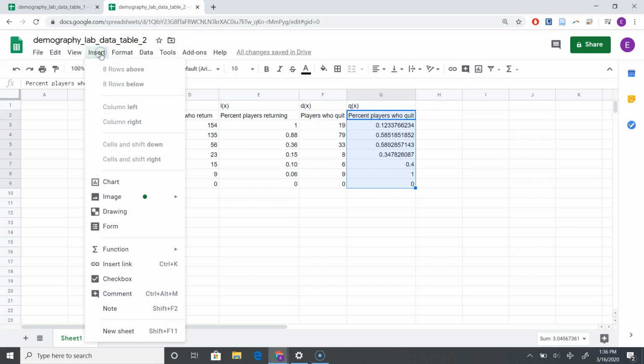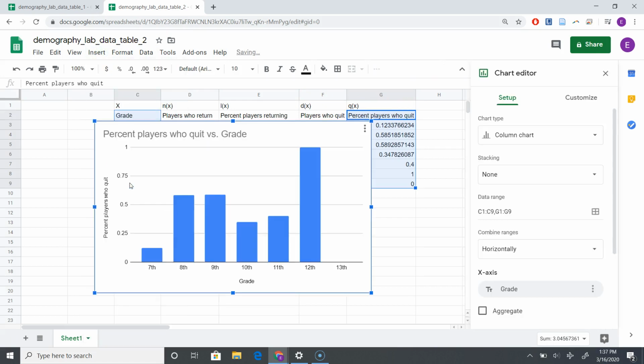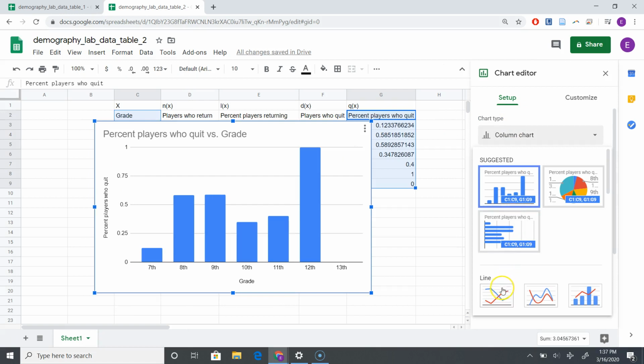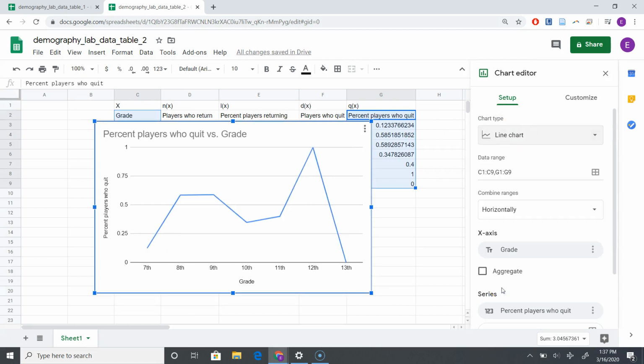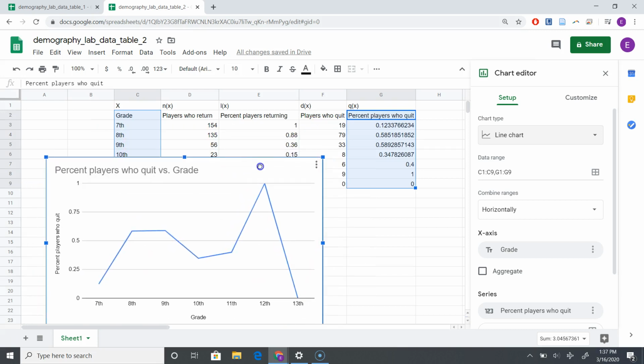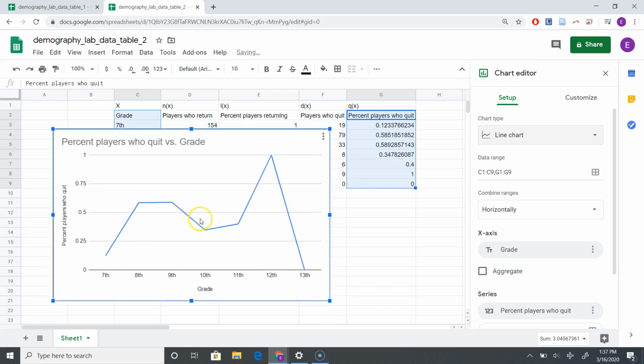That's okay. Let's go insert. We're going to insert another chart. Again, we don't want a column chart. Let's do a line chart. And this gives you an age-specific mortality rate curve. And you can see that it's not a lot between 7th and 8th, but it sort of increases quite a bit. And by the time you get to 12th grade, it goes to 100% because, again, you can't return for 13th grade and continue playing sports.